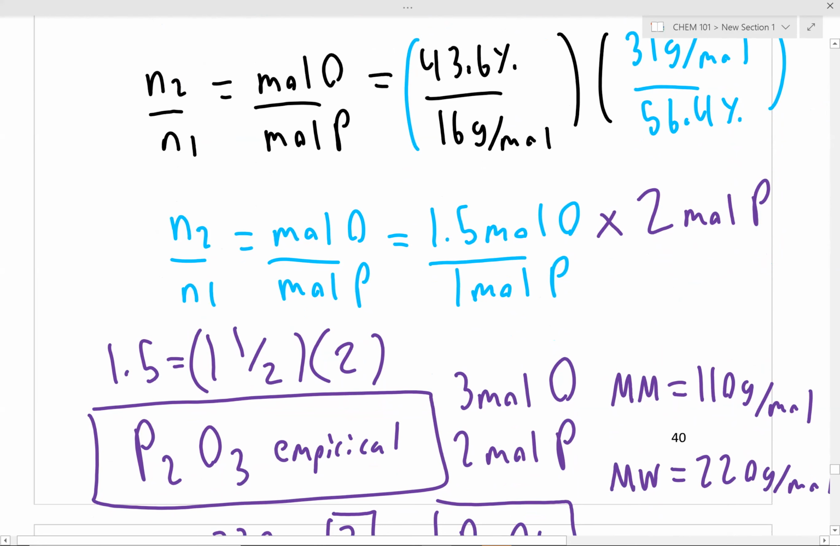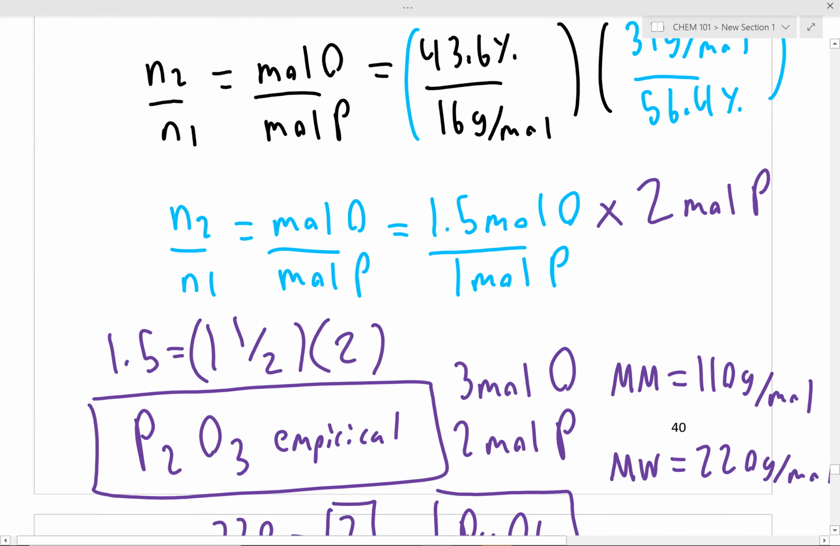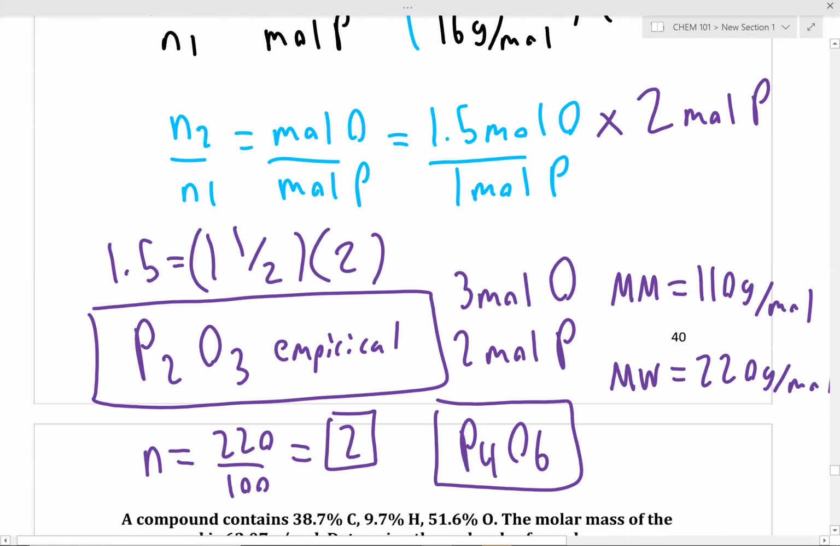So we get a fraction of 1.5 moles of oxygen per 1 mole of phosphorus. How do we convert this 1.5 into a whole number? Does that look familiar from the quiz? Yeah, we multiply it by 2. That was intentional, by the way. So we end up with an empirical formula of P2O3. Does that also look familiar from the quiz?